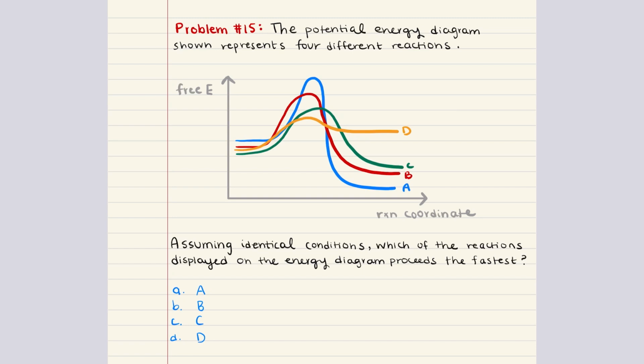Problem 15 says the potential energy diagram shown represents 4 different reactions, A, B, C, and D. Assuming identical conditions, which of the reactions displayed on the energy diagram proceeds the fastest? The key to answering this problem is just remembering one simple fact. The lower the activation energy, the faster the reaction proceeds under identical conditions. This activation energy is going to be the difference between your reactants and your peak energy barrier, the transition state.